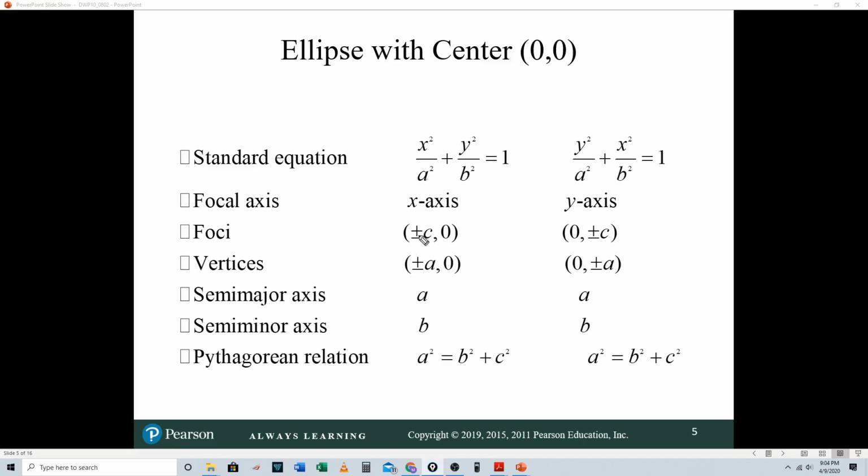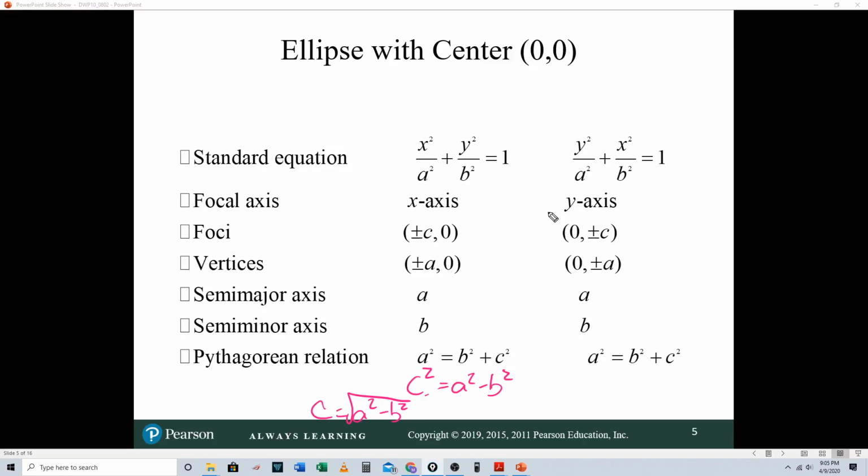So the focal point, if you're given the equation, you're going to find the focal points at plus or minus c. Okay, so if you're given this equation, you can find c by doing c squared is equal to a squared minus b squared, and then square rooting your solution. So c is equal to the square root of a squared minus b squared. Same thing over here. Either way, this is how you're going to find c.